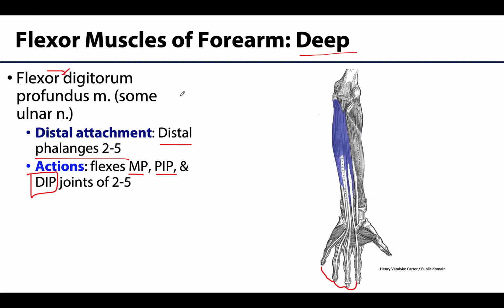Now this is going to be innervated by the median nerve for a good amount of it, but it also will have some innervation or some muscular branches from the ulnar nerve as well, more so on the ulnar or the medial side of the muscle. So this would be more median, and this would be more ulnar innervation.